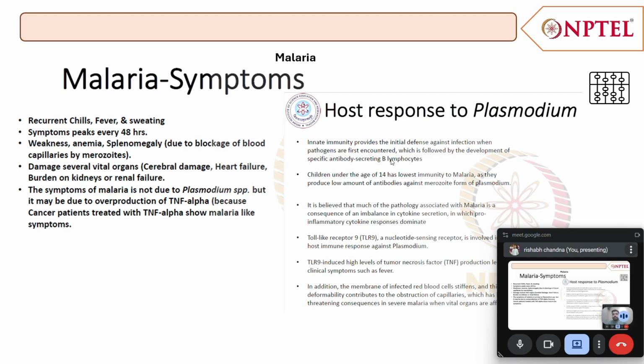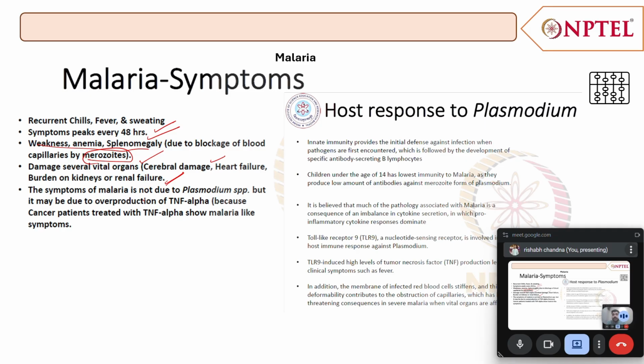So, the malarial symptoms include recurrent chills, fever, and sweating, followed by symptoms that peak every 48 hours. Then we have weakness, anemia, and splenomegaly due to blockage of the blood capillaries by the merozoites. Then we have damage to several vital organs, for example, cerebral damage, heart failure, burden on the kidneys, and renal failure, because they are transmitted to different parts of the body through blood.